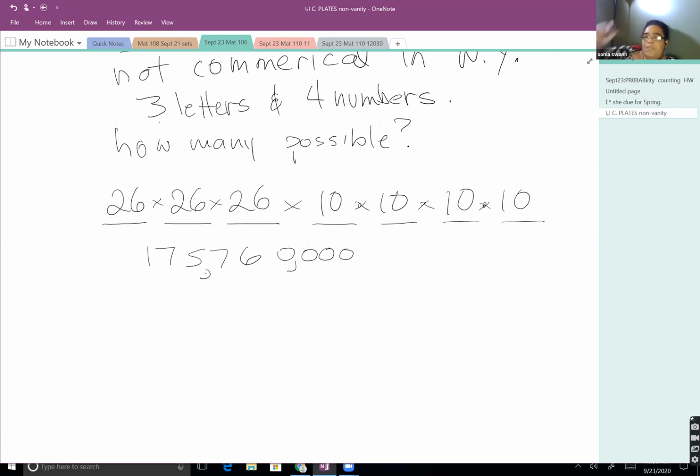I have a question. Yes, ma'am. If the letters couldn't repeat, the first letter option would be 26, and then the second one would be 25, and the third would be 24.